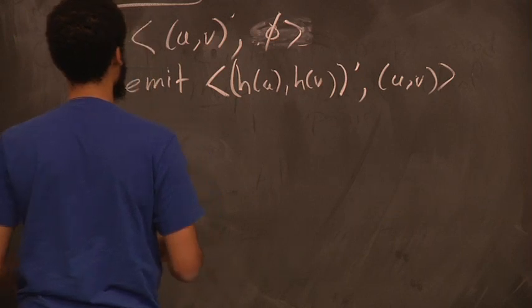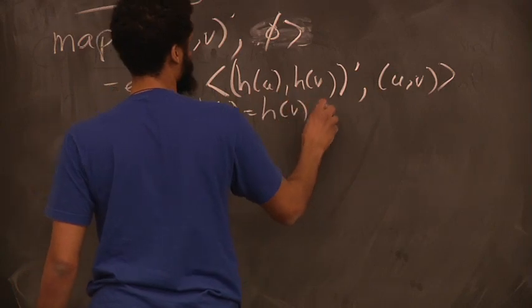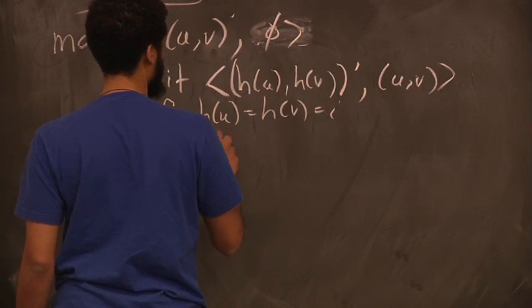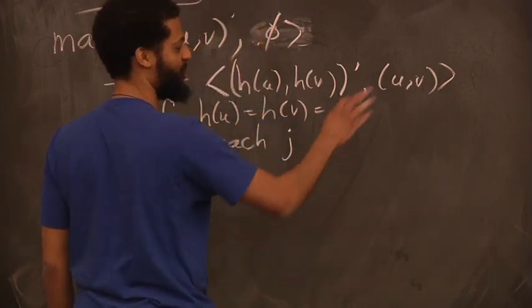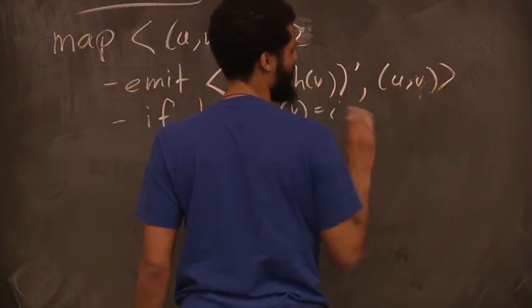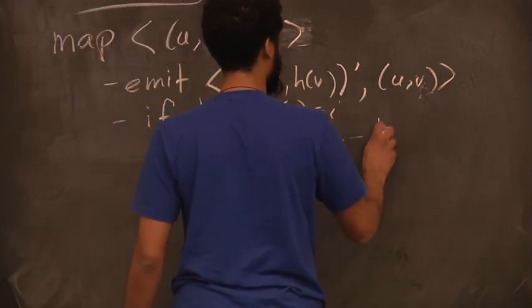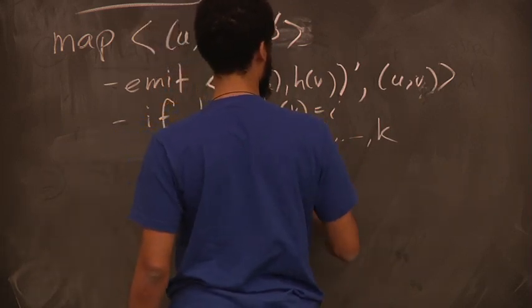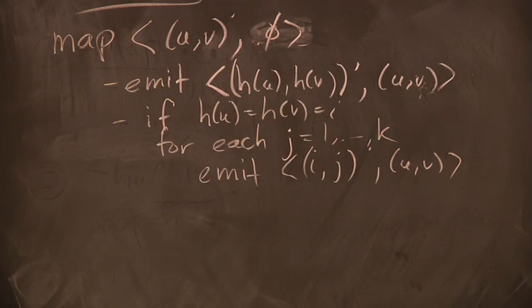Yeah. So what I should say is there's an if statement: if h of u is equal to h of v, which is equal to i, then for each j, I guess there's also a weight here, which I've been ignoring. So the edge also has a weight. Okay, so for each j going from 1 up to k, I'll also emit ij, uv. Yeah, so that's right. They don't partition the edges because of exactly what you said.